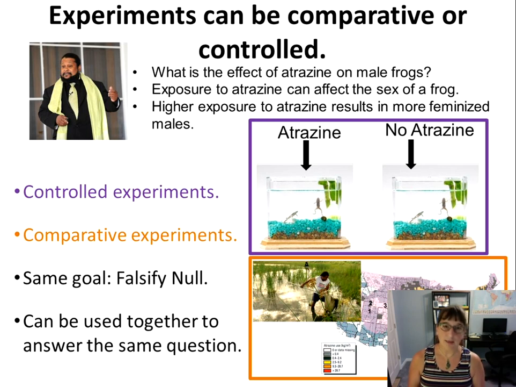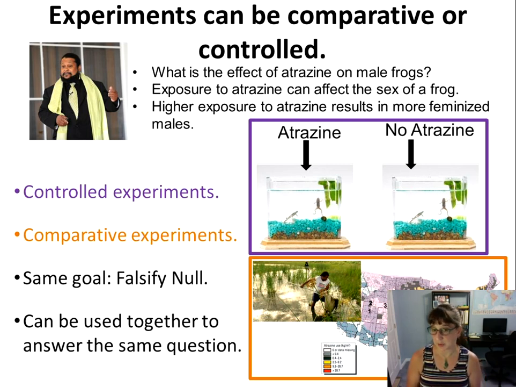We do know that exposure to atrazine, or he hypothesizes that exposure to atrazine can affect the sex of a frog, specifically based on observation that he's seen. He suspects that exposure to atrazine changes male frogs into female frogs. So he makes the prediction that higher exposure to atrazine results in more feminized males, so males who produce eggs instead of sperm. So if he wanted to test this hypothesis, he could actually do 2 types of experiments.